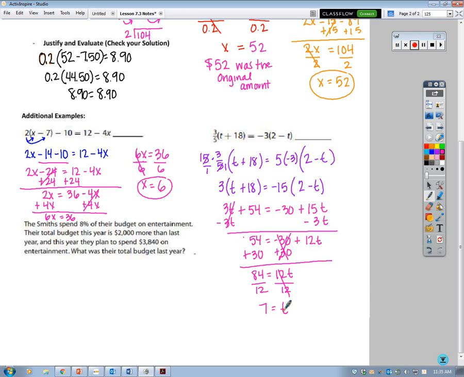So that was a little bit longer, but we got there. Again, you can always check that by plugging it back into your original equation. And if one side equals the other side, the solution is true and your solution is correct.